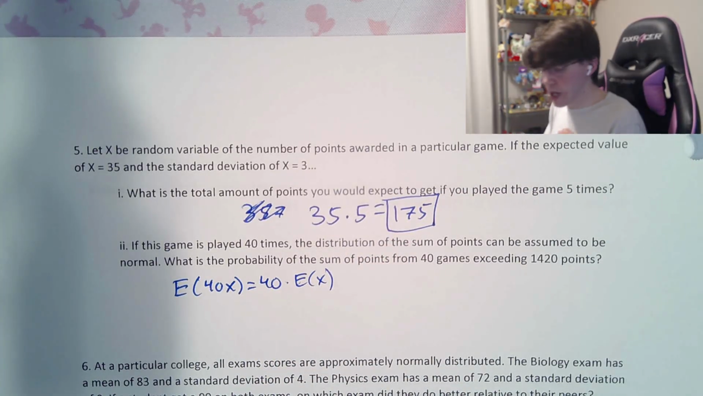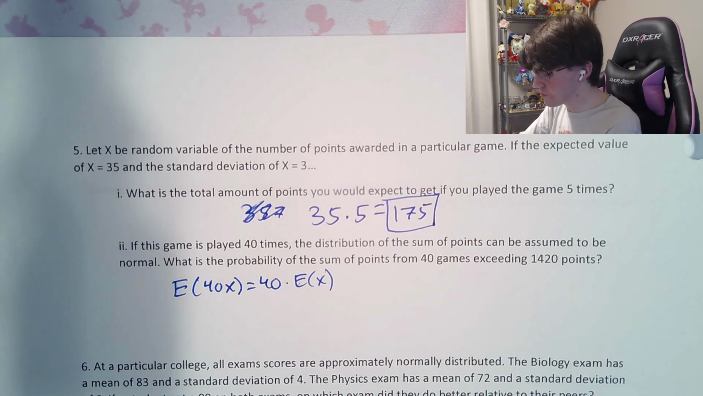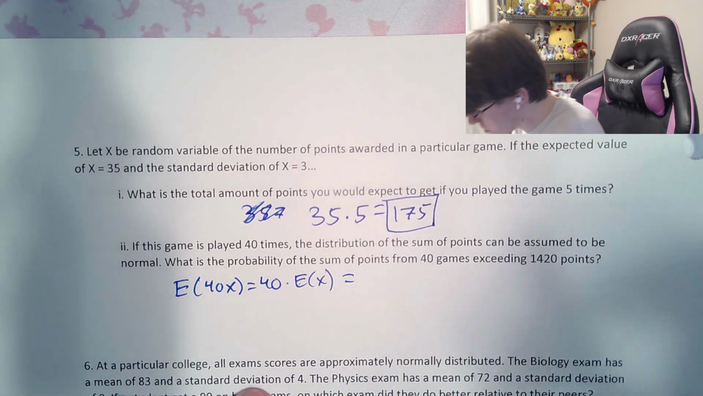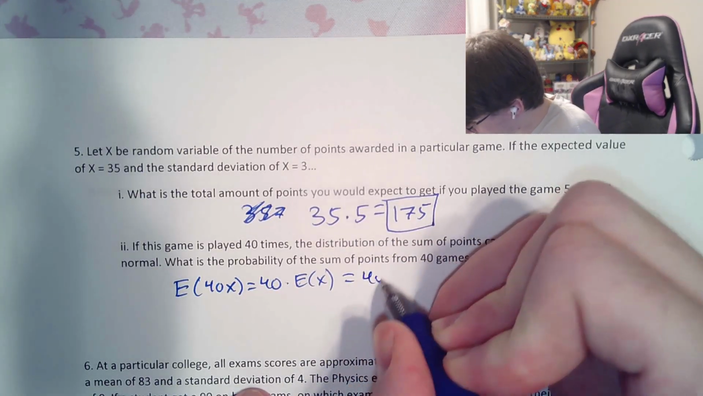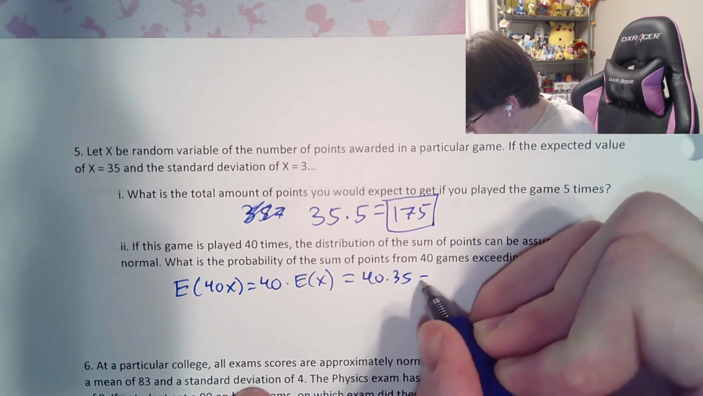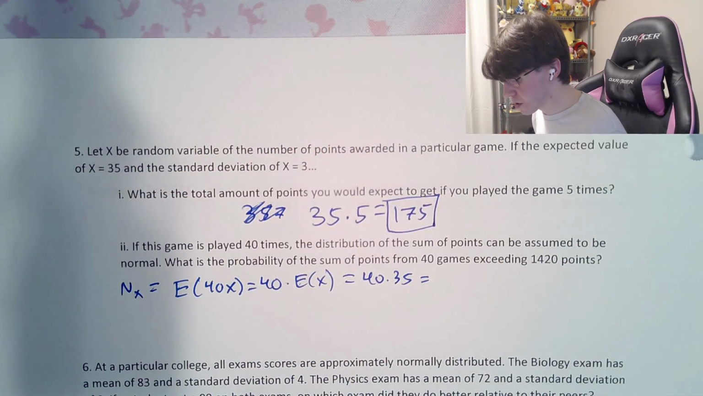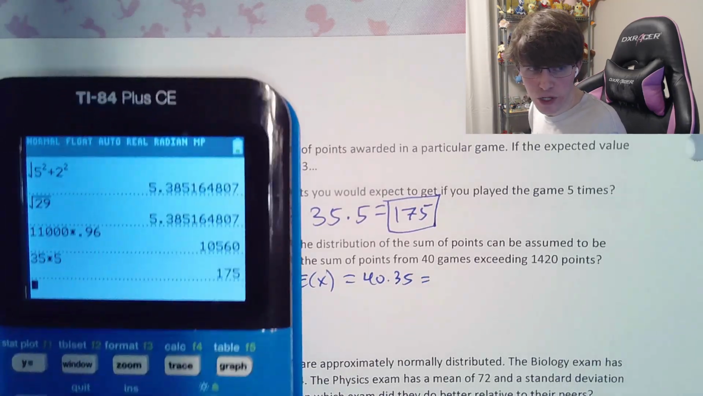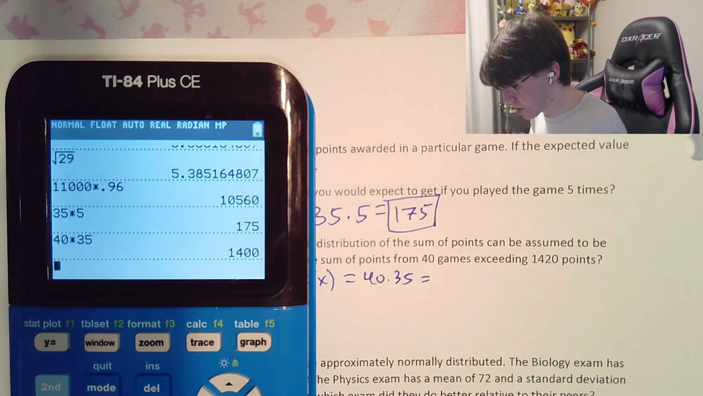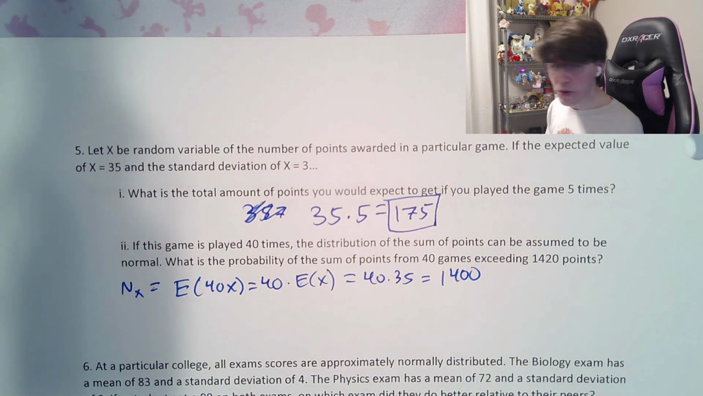Basically, when you're multiplying a single number for these expected values in questions like this, you can just pull that 40 out, not really worry about it, just like we did on this one. So it's going to be 40 times that 35, and that is going to be our mu, right? Our average value that we're going to be using for our normal distribution. So 40 times 35 is 1,400. The real problem here is figuring out that standard deviation formula.